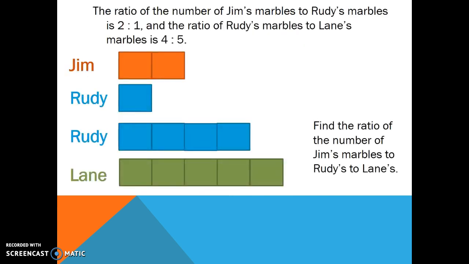All right, let's do one more here. So we have the ratio of the number of Jim's to Rudy's marbles. It's 2 to 1, and the ratio of Rudy's marbles to Lane's marbles is 4 to 5. Okay, go ahead and stop the video and try to solve this on your own, and then continue.